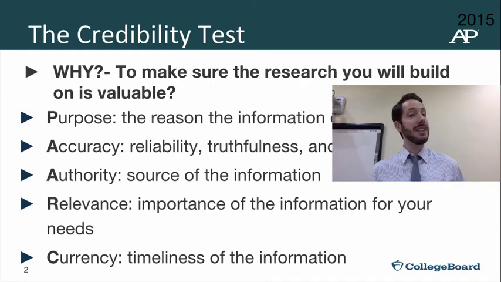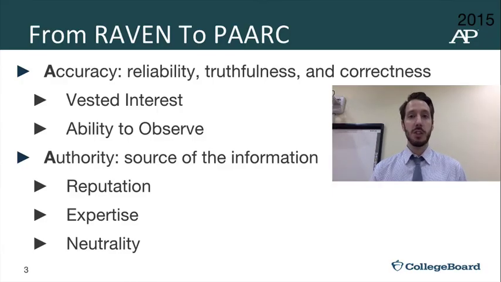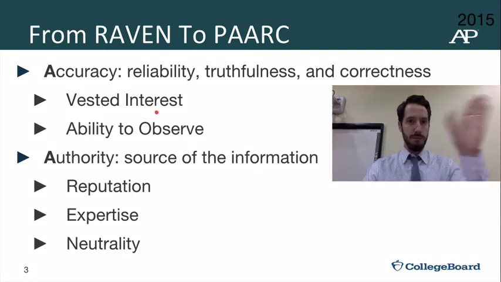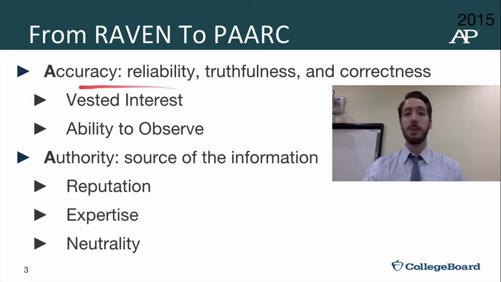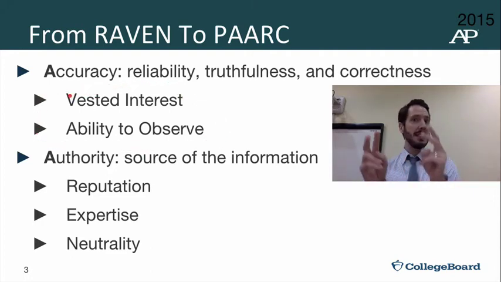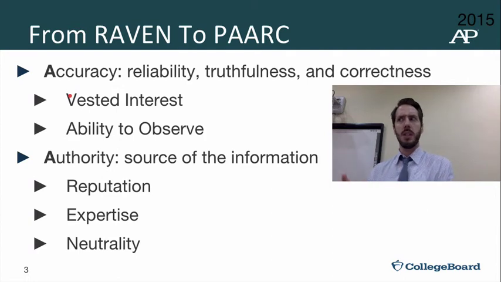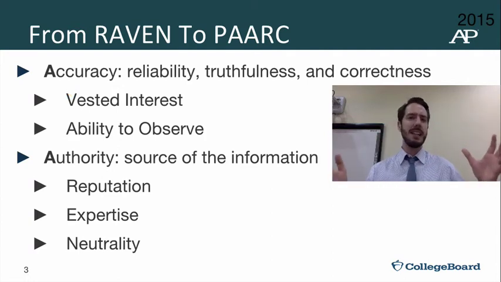These are the things you have to consider when you're assessing these research papers you will use to build on your own. Now, strangely enough, you can actually find parts of Raven, last time I do that, parts of Raven in PAARC. For instance, vested interest and the ability to observe is related to accuracy. Now, I'm not saying when you're assessing the accuracy, think vested interest and ability to observe. But that same mindset in investigation that you had, use that here.